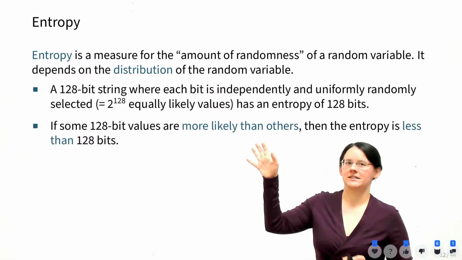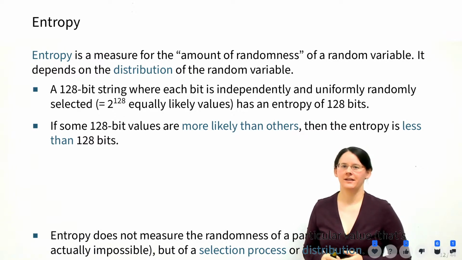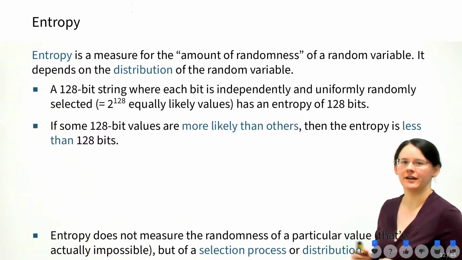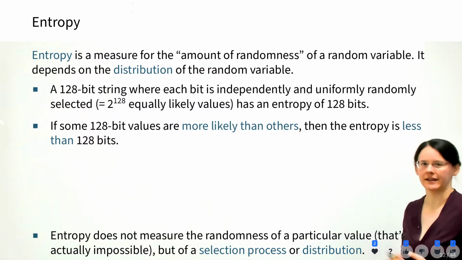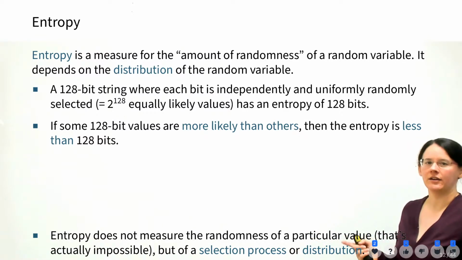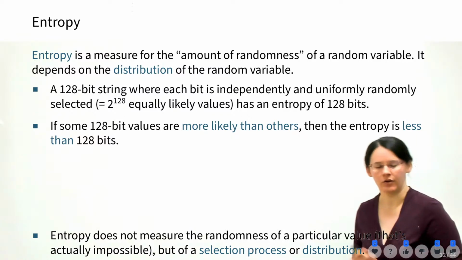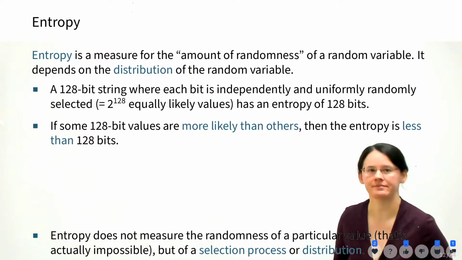Now we saw here that this is about the process how you generate something. So in particular, the entropy does not measure the randomness of a particular value. Like if you get a 000, you don't know what the entropy of this value is. It only measures the entropy of the process how you got there. Or in other words, the distribution.